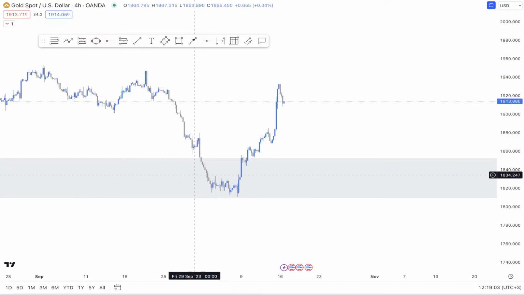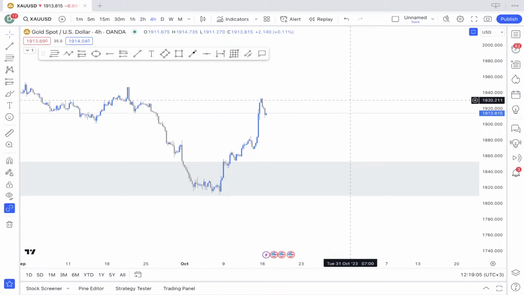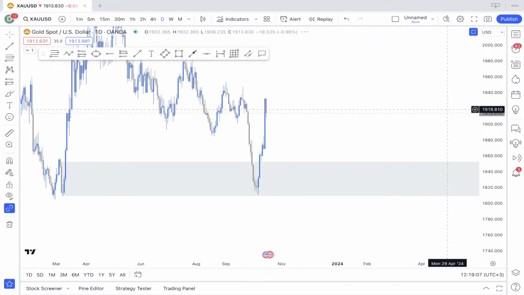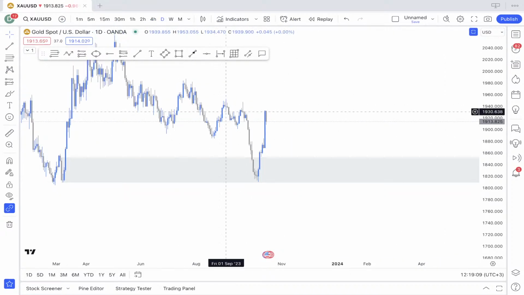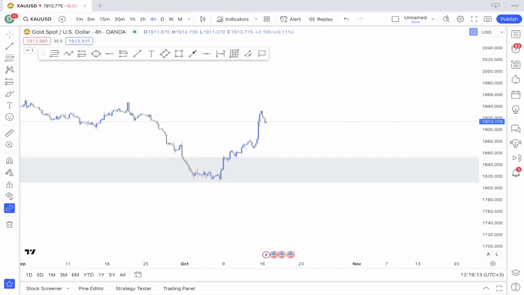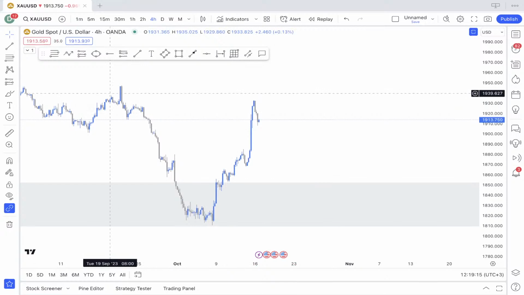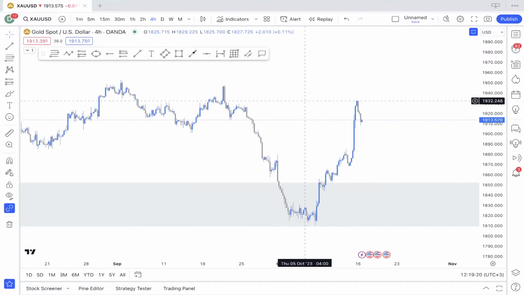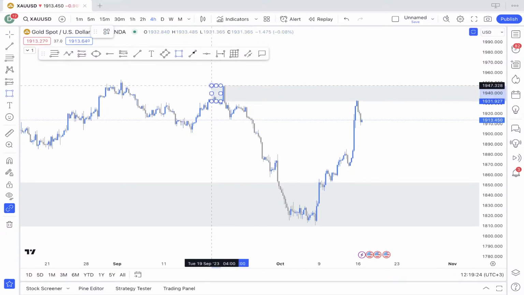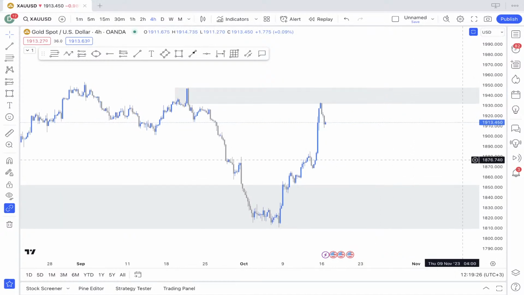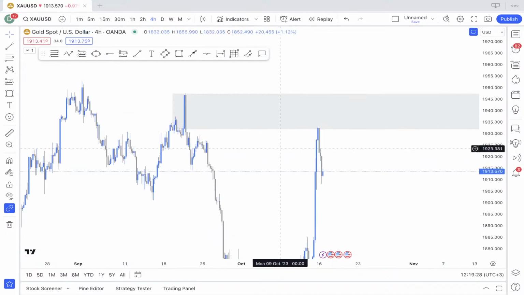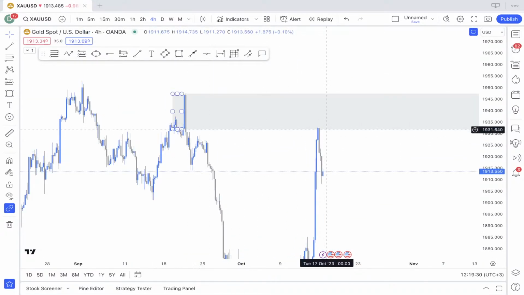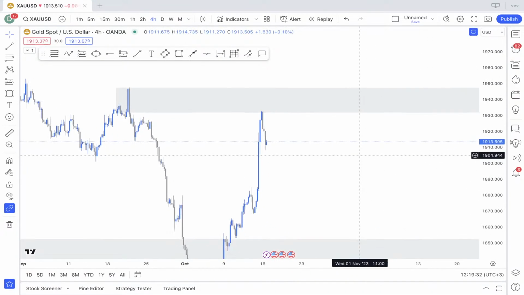Okay, so we rejected from this daily demand level, and if we look on the daily time frame, we are approaching this area here. Okay, and what I want to see is how price will react to this area here on the 4 hour. Will it break it to the upside? Because if yes, then I might look for some buy opportunities. Or will it reject aggressively and head to the downside? So far, we can see that it rejected from this 4 hour unmitigated order block very nicely.